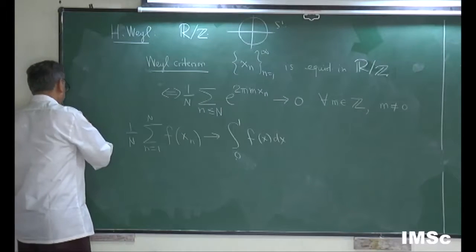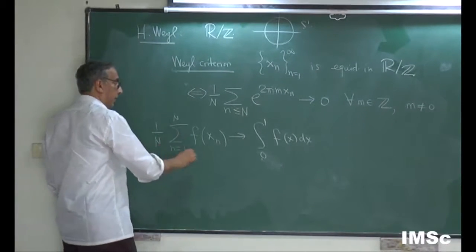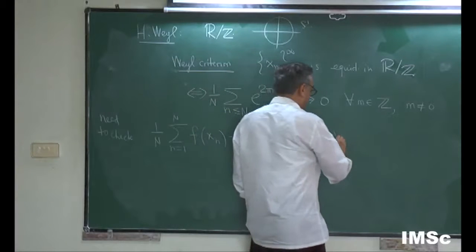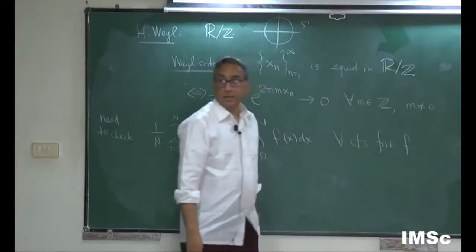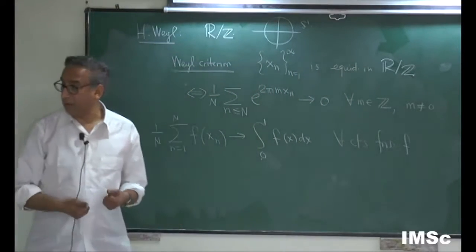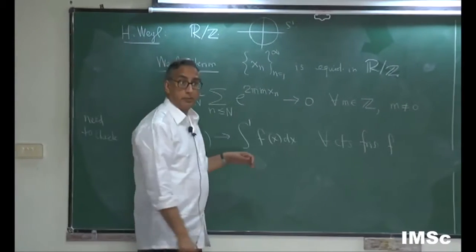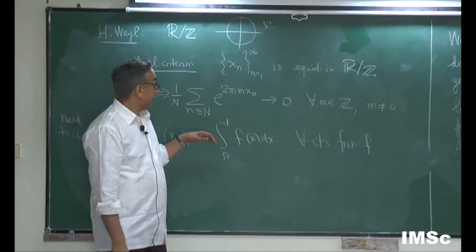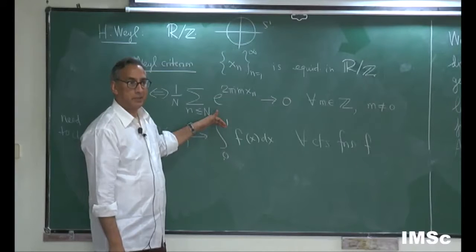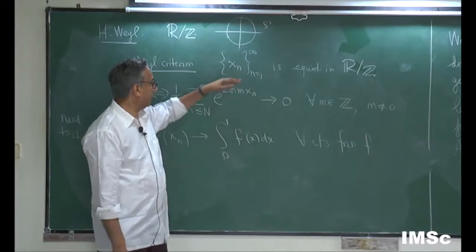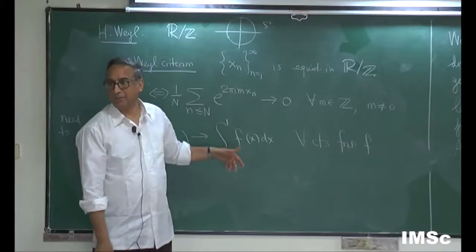Need to check for all continuous functions, right? Now, the space of trigonometric polynomials is dense in the space of continuous functions. Therefore, it suffices to check it on trigonometric polynomials. And so this should not come as a surprise. Everybody okay with this? So clearly, if this is equidistributed, I just apply this criterion with this function. So one way is obvious.